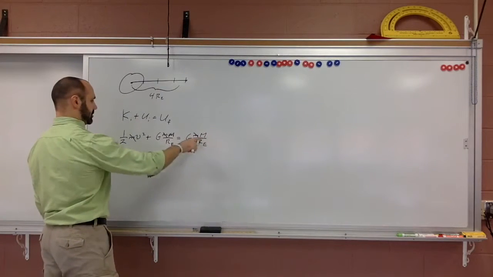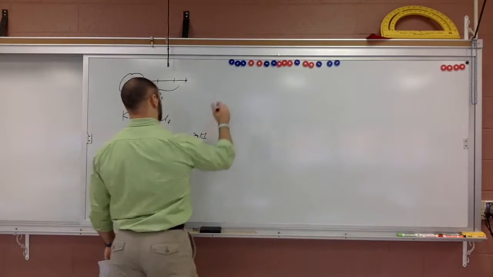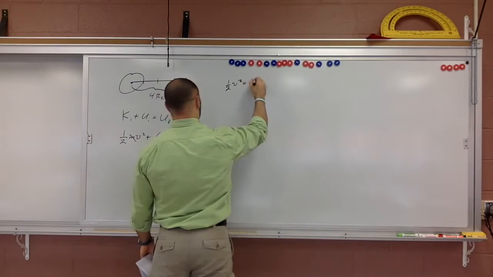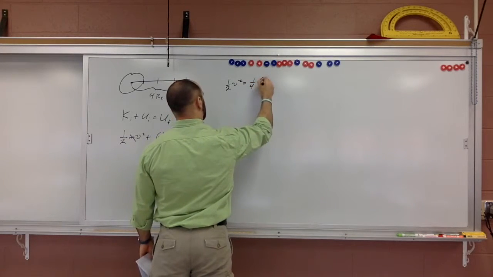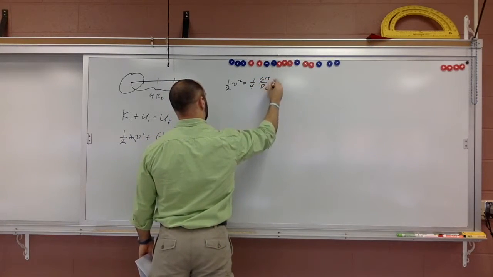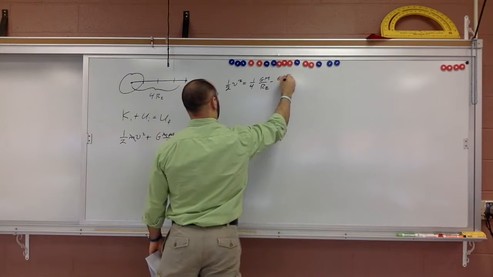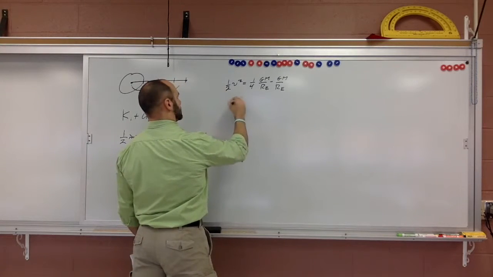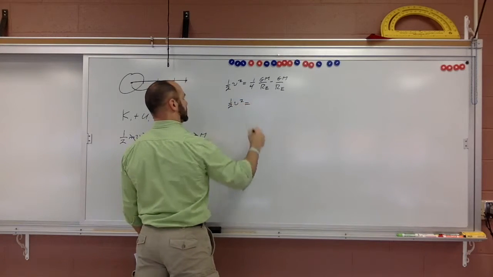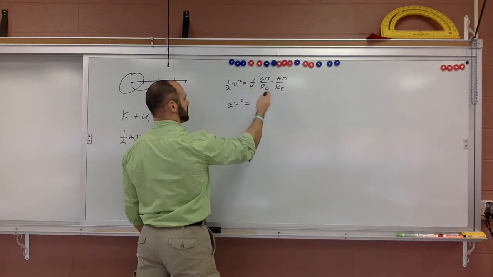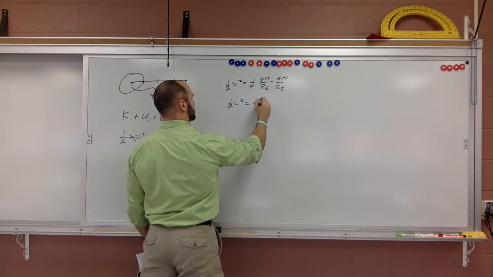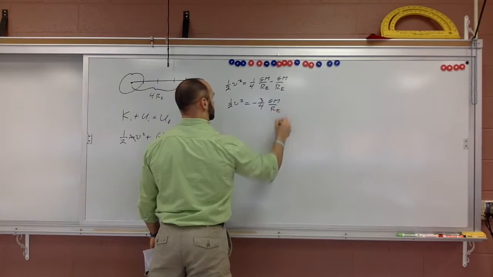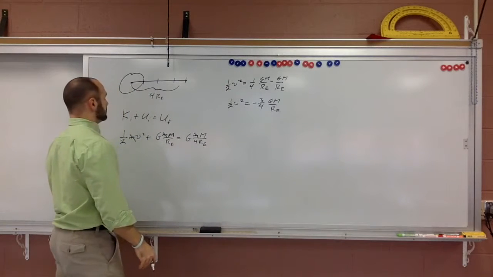And we're going to subtract this over to this side. So this is 1/2 V squared equals, let's say, 1/4 GM over RE minus GM over RE. So let's do 1/2 V squared is 1/4. So this is going to be negative 3/4 GM over RE.